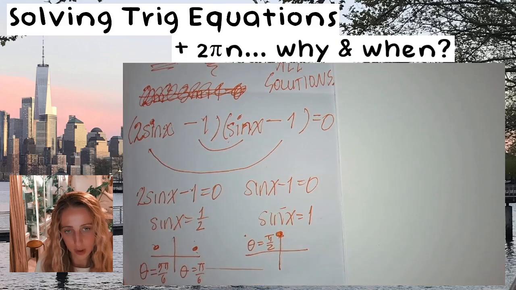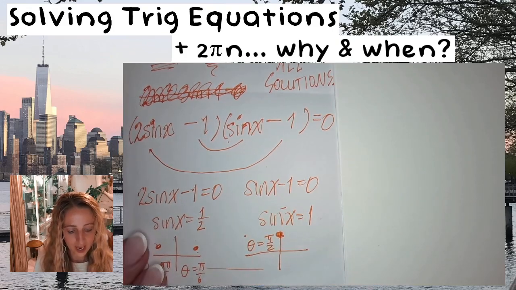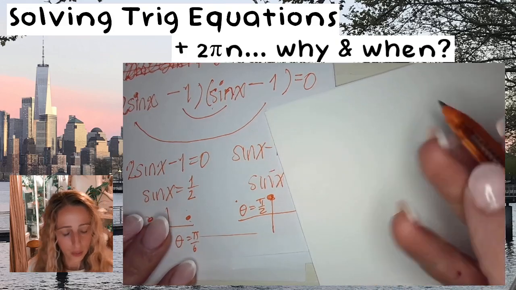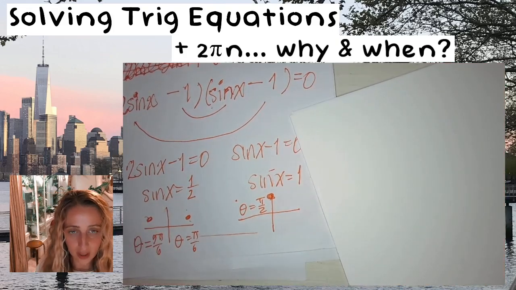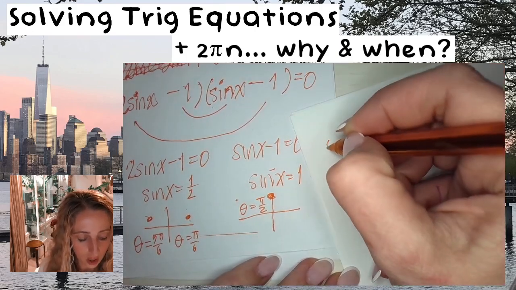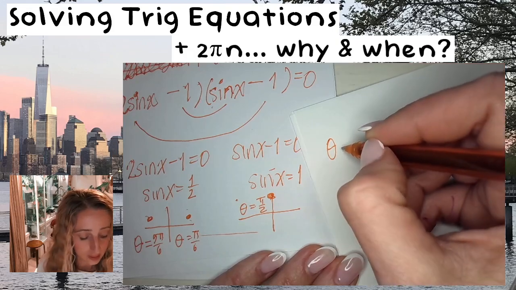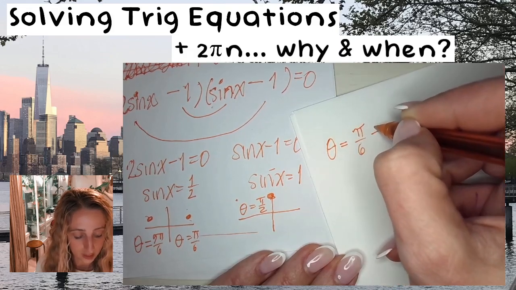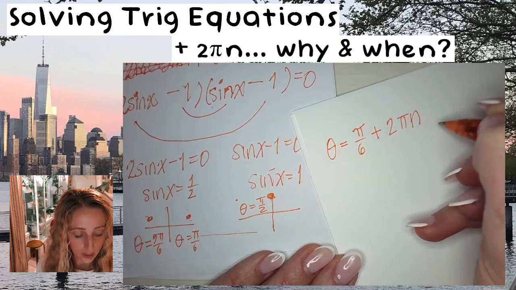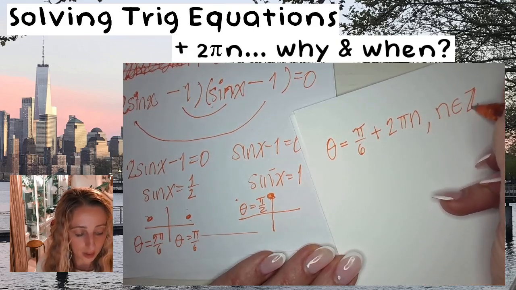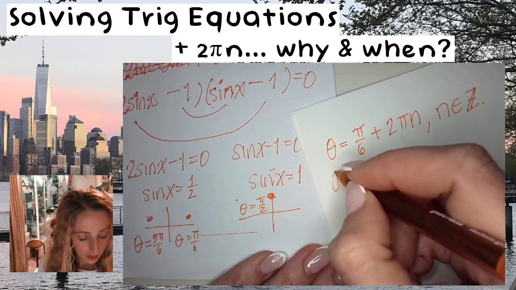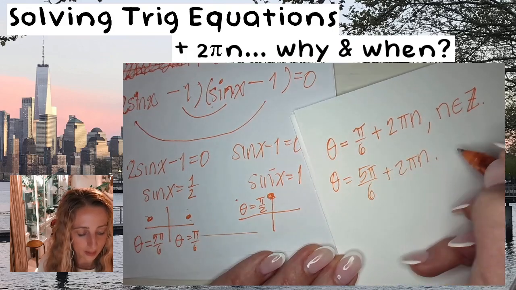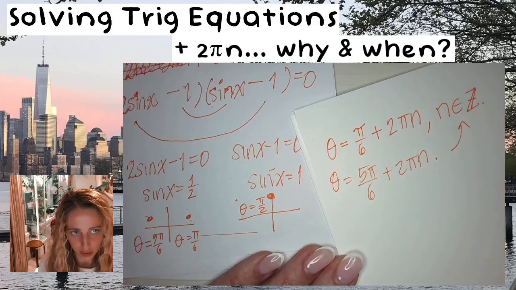But that's not what the directions are asking for. The directions asked for all possible solutions. So what do we do? I'm glad you asked. We write it as an equation because we want every answer coterminal to these angles as well. How far apart are coterminal angles? If it's radians, it's 2 pi apart. So instead you would write theta equals pi over 6 plus 2 pi n, where n is an element in the set of integers. Then theta equals 5 pi over 6 plus 2 pi n, and n is still an element of the integers.